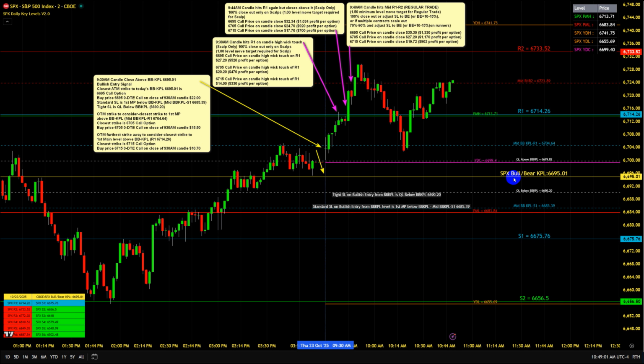If you prefer to use a tight stop loss rather than the standard stop loss, it is going to be the first QL below the level that you're trading. So in this case, that's QL below BBKPL, 66.9020.